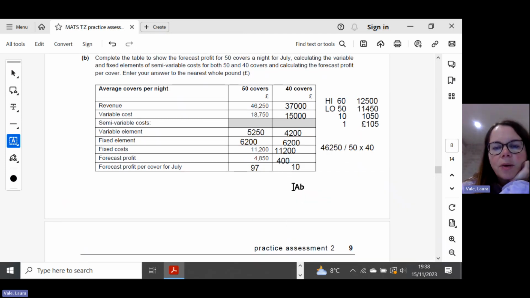So you can see quite a dramatic shift from £97 per cover if we do 50 down to £10 per cover if we only do 40. And that, of course, is because we've got quite a high proportion here of fixed costs. It's getting late.